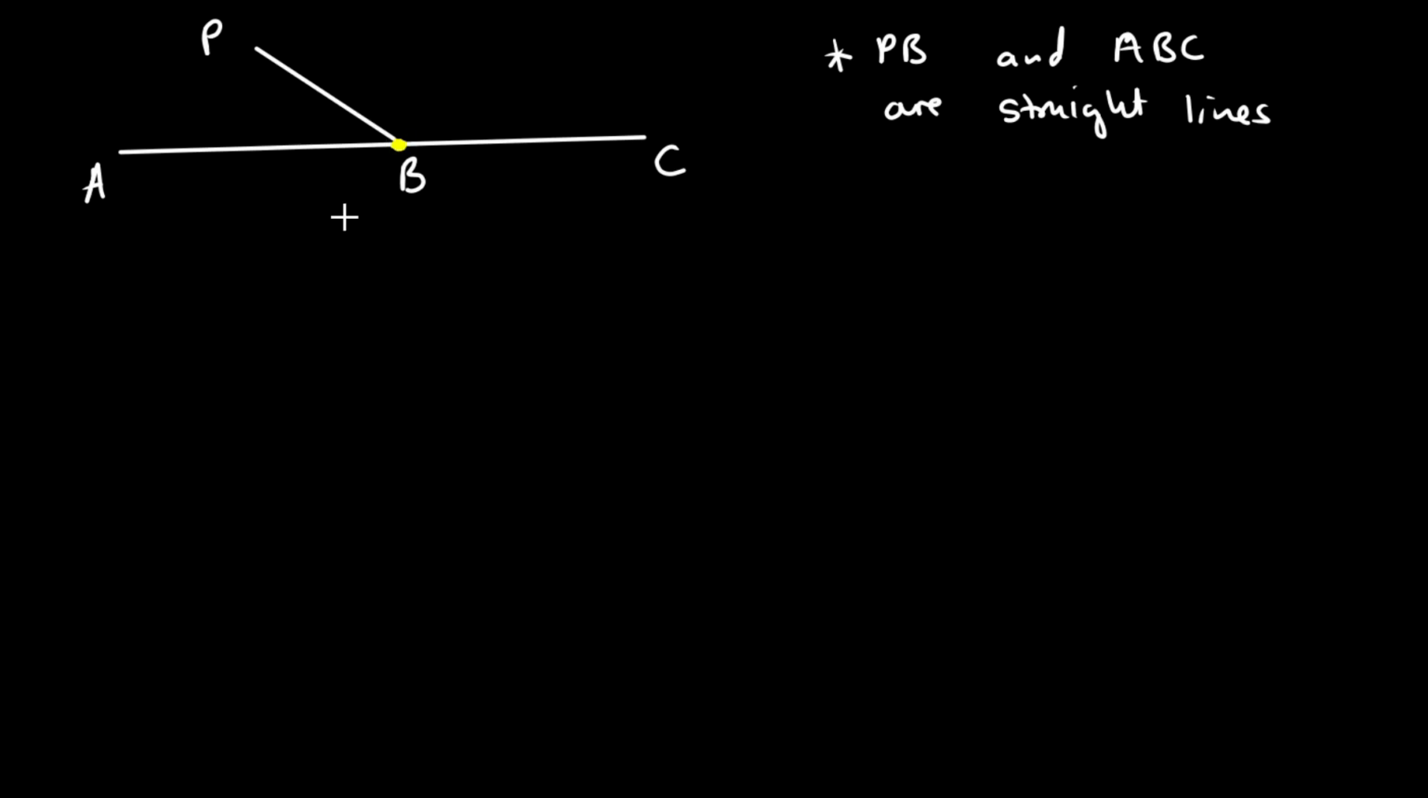at that meeting point, they are going to form angles that are related to each other. We have this angle and that angle. We call them adjacent angles on a straight line, right?